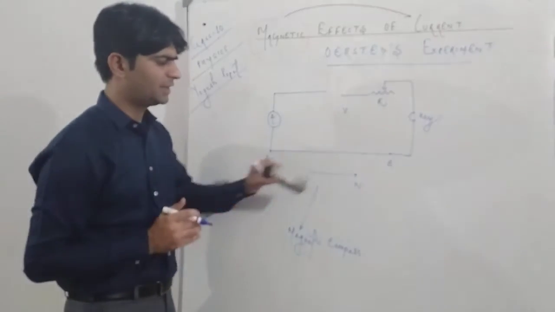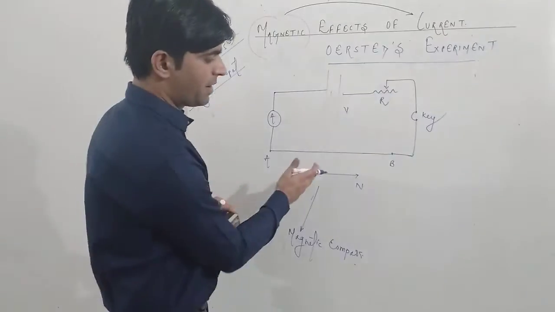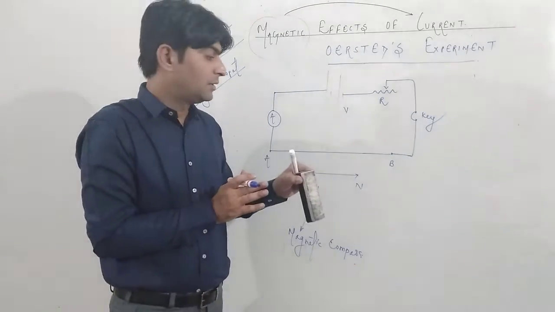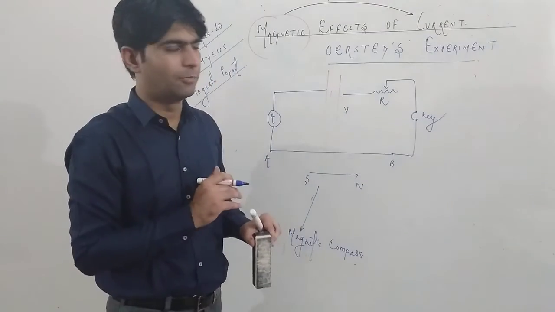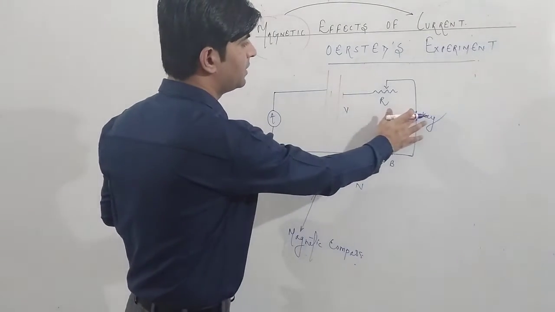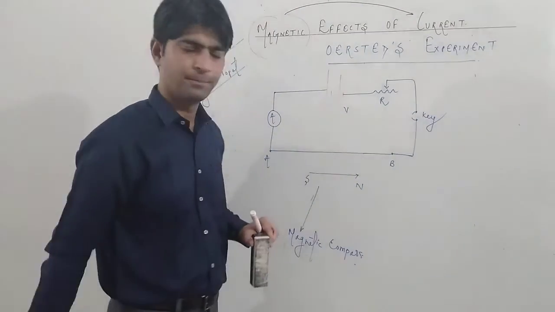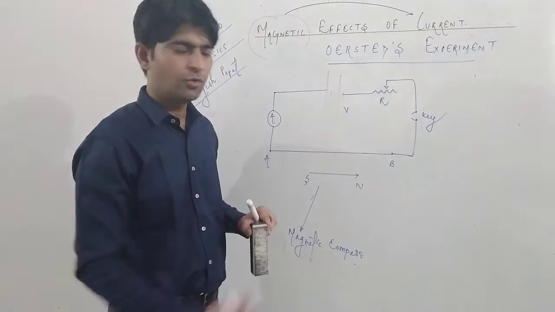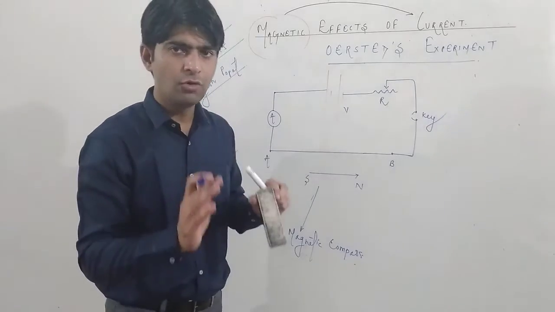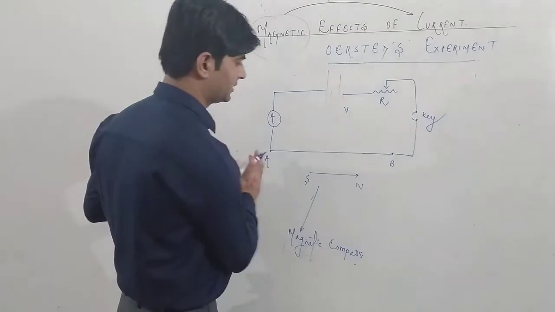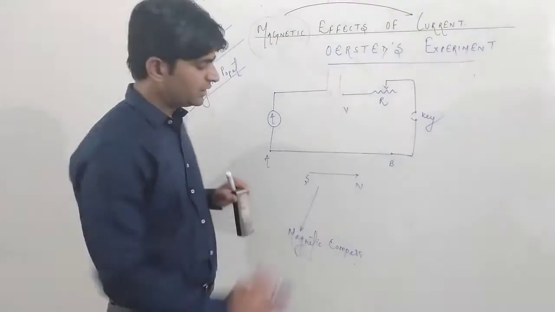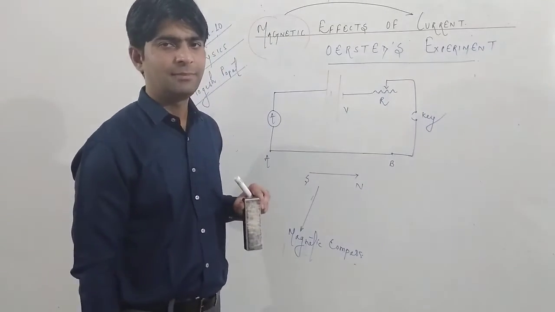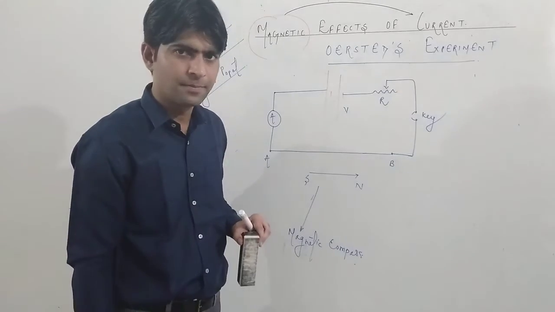To detect the magnetic field, we have taken a magnetic compass. Magnetic compass gets deflected when the magnetic field is present around this magnetic compass. So suppose initially we keep this key open. Now when the key is kept open, there will be no flow of electric current in this section AB. When there is no flow of electric current in section AB, there will be no point of analysis.